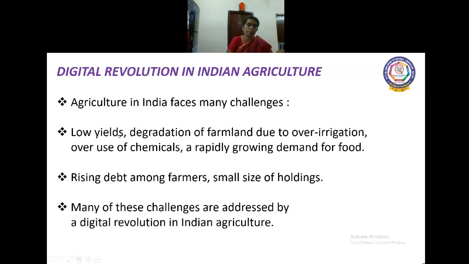Low yields by the farmers, degradation of farmland due to over irrigation, overuse of chemicals, rapidly growing demand for food, and often rising debt among farmers, because farmers borrow money from the money lenders and even from the banks. They are not able to repay it since they have very small holdings and low yields from their farmlands. So many of these challenges are addressed by the digital revolution in Indian agriculture.